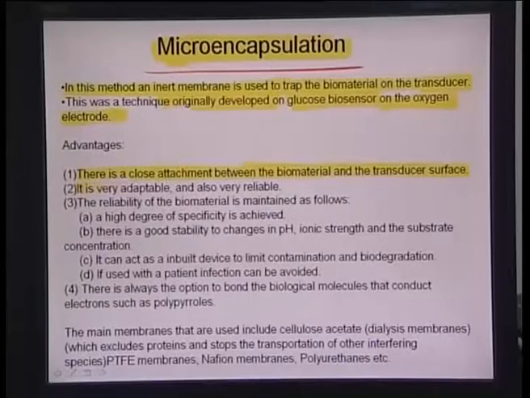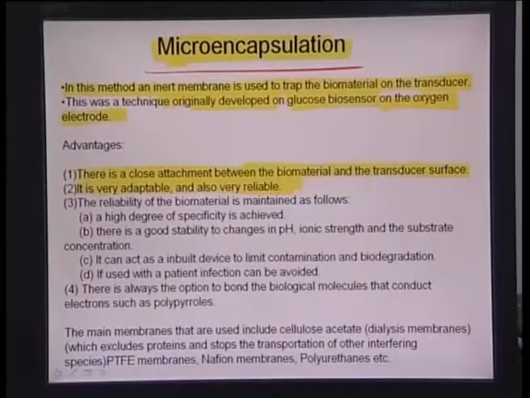This process is also very adaptable, also very reliable, because typically you do not have to modify the sensor surface. That is an advantage. You are trapping using an external membrane without any modification, chemical or physical whatsoever, on the sensor surface. The reliability of the biomaterial is maintained, particularly the enzyme or whatever you are immobilizing, because you are not chemically reacting, you are keeping the biological entity in its original state as it is supposed to be. So this results in a high degree of specificity almost always, because you are not modifying chemically the biomaterial that you want to place onto a surface.